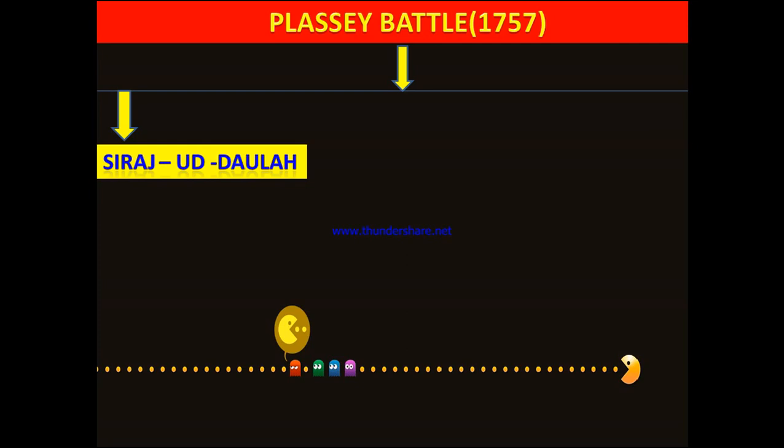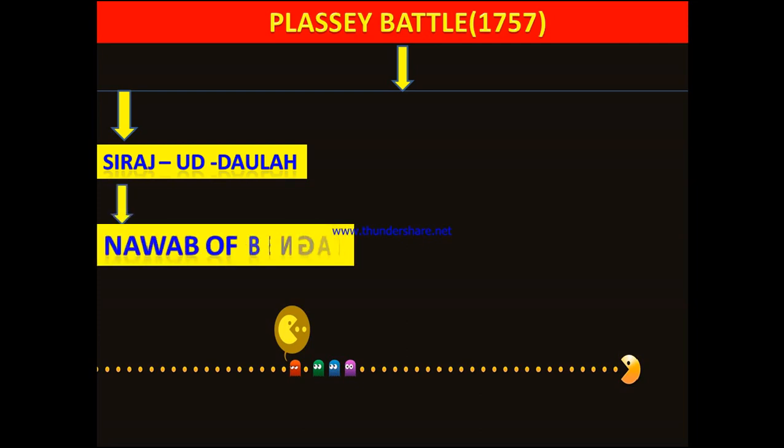Thus Siraj ud-Daulah, the Nawab of Bengal, did not like the British growing powerful in the Bengal province. That is why he tried to drive the British from India. So whatever constructions were going on by the British East India Company, Siraj ud-Daulah attacked these construction areas and occupied them.